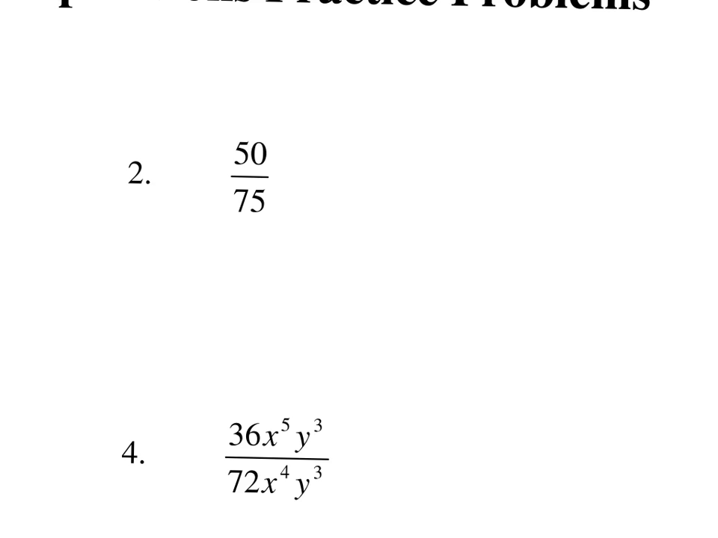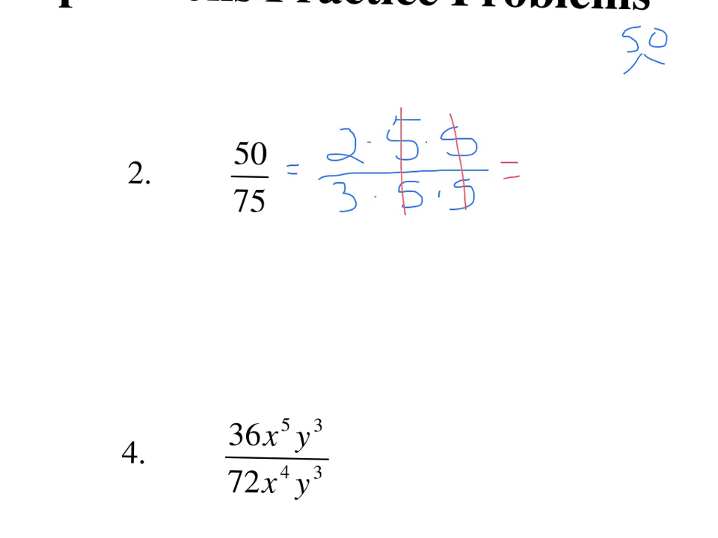And number 2, the prime factors of 50, 2 times 5 times 5. And if you need to do it off to the side, go ahead and make your tree. The prime factors of 75, 3 times 5 times 5. Reduce the factors that match. You're left with 2/3.